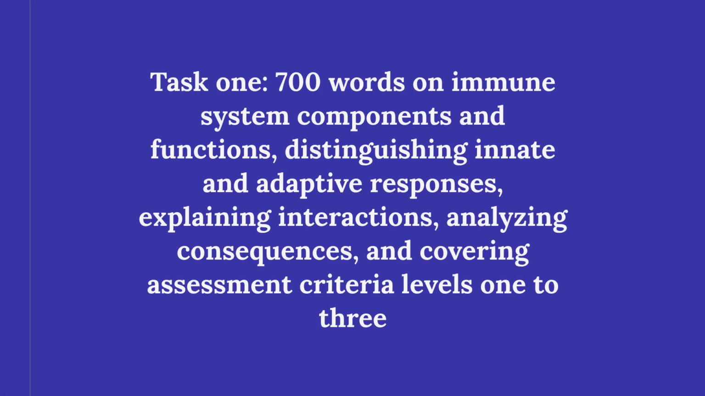Task 1 involves approximately 700 words on immune system components and functions. You will distinguish between innate and adaptive immune responses. Key immune components and their interactions are explained. The consequences of immune system failure are analyzed. This task covers level 1, 2, and 3 assessment criteria.